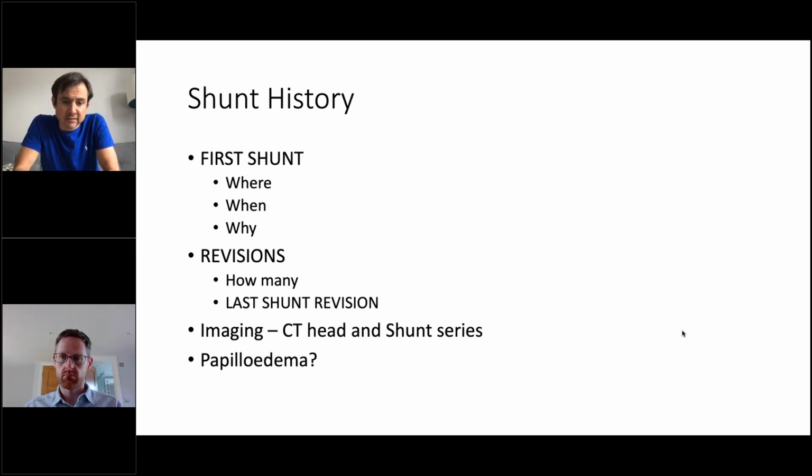And we've talked about the shunt series, and I showed the example of the disconnection. So again, really important to get that. And papilledema, as we all know, is controversial at the moment in terms of how useful it is in terms of shunts. There seems to be a move against it, but again, one to watch out for. It's certainly one that we ask for, to comment on whether you see papilledema.